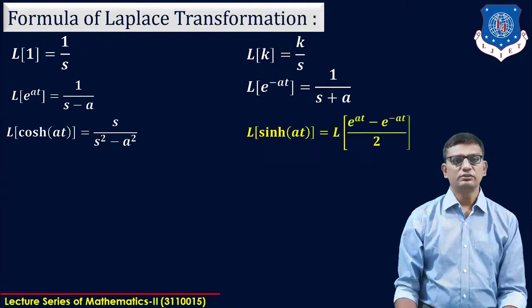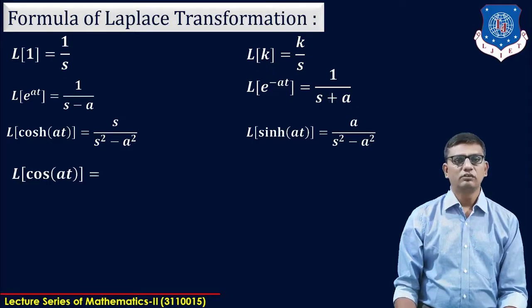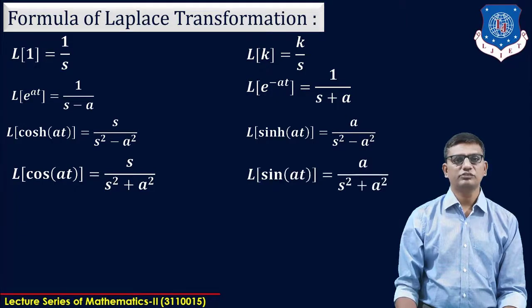Similarly, we know that sin hyperbolic at is e raised to at minus e raised to minus at divided by 2. Now we put the Laplace of e raised to at and e raised to minus at in this formula and divide by 2. Then finally we get the Laplace of sin hyperbolic at is a upon s square minus a square. Now Laplace of cos at is s upon s square plus a square, and Laplace of sin at is a upon s square plus a square.